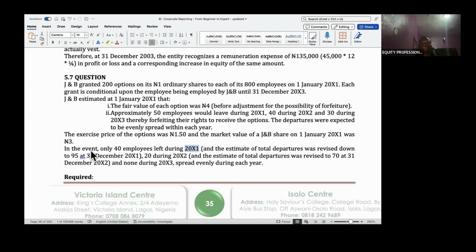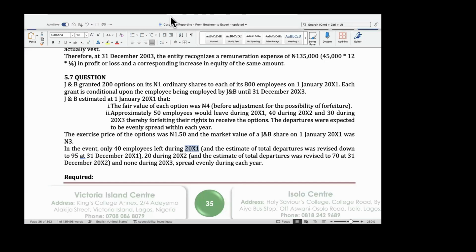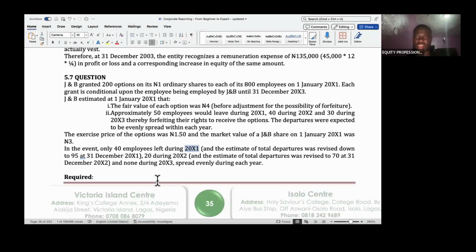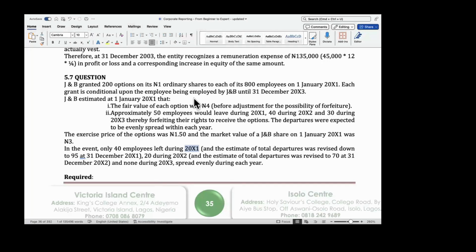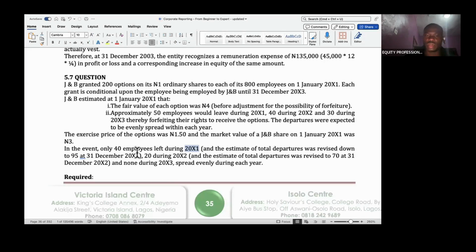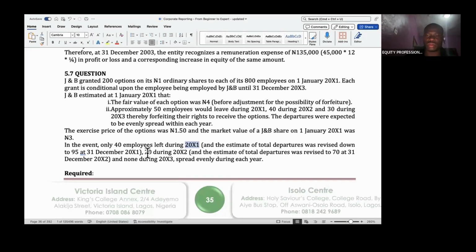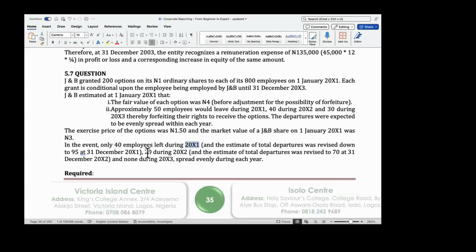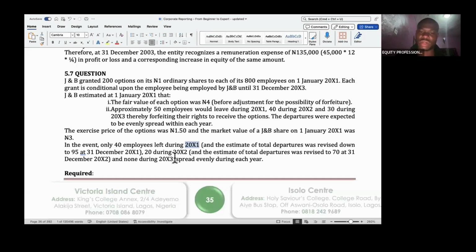Anyone? So in year one, 705. Yes, that's correct. 705 will vest in year one. What about in year two? What's the estimate of vesting in year two? How many employees will vest? 730. Okay, that's correct, 730. How about in year three? They said none left during year three. So how many actually vested in year three?